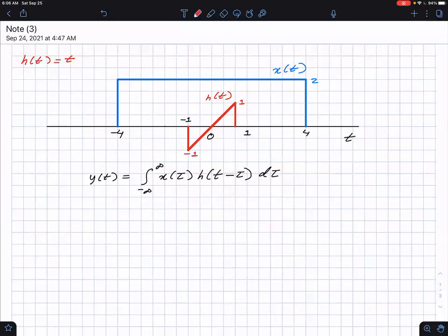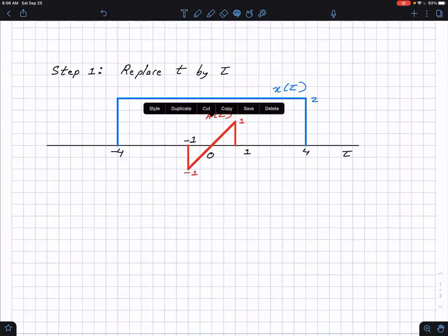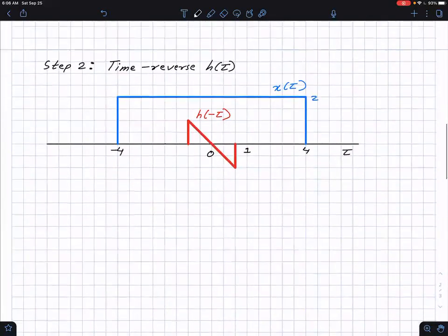So the first step in evaluating this convolution integral is to replace all t's by taus. So that is what we're going to do first. Consider this figure where we have replaced all t's by taus. And step 2 is to apply time reversal to h of tau. We're not going to change x of tau. We're just going to apply time reversal to h of tau to obtain h of minus tau. That is the second step.